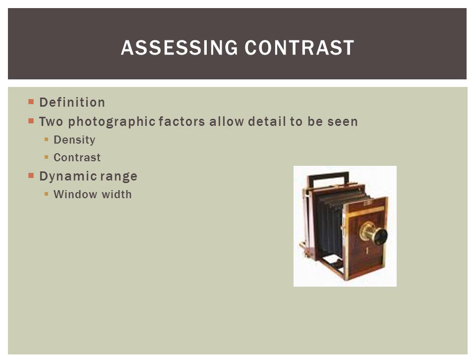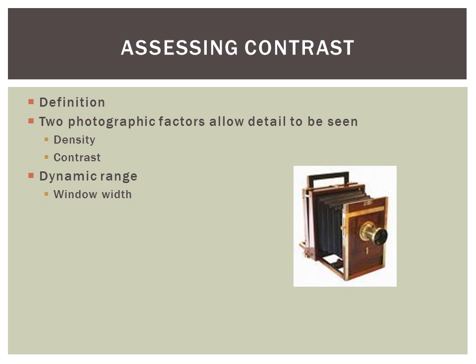Assessing contrast. The definition of contrast is the difference between adjacent densities. There are two photographic factors that allow detail to be seen: both density and contrast. Again, this can be seen by the human eye. Contrast is the range from clear white to gray to black. Contrast is needed to make details visible.